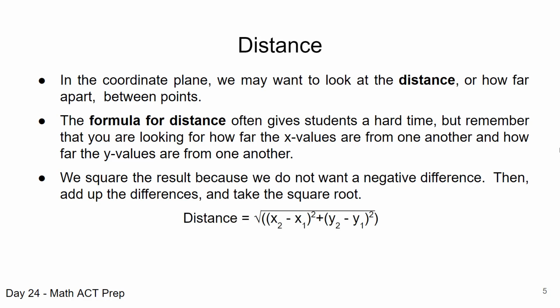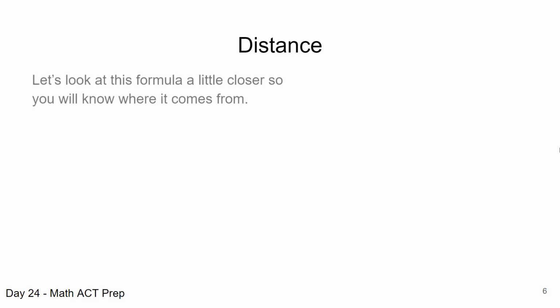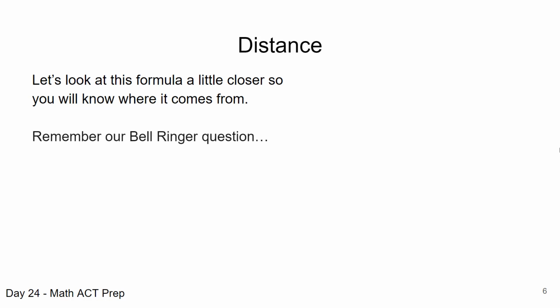And that formula looks like this right here. The distance is the square root of x2 minus x1 squared plus y2 minus y1 squared. So the difference between the x values squared and the difference between the y values squared. Now let's take a closer look at this formula to see where it comes from, and maybe this will help you remember it if you have problems just memorizing the formula.